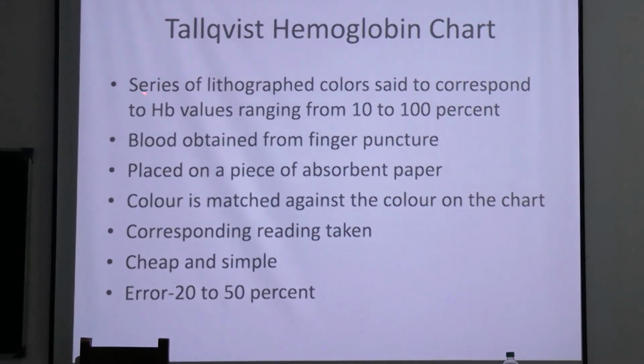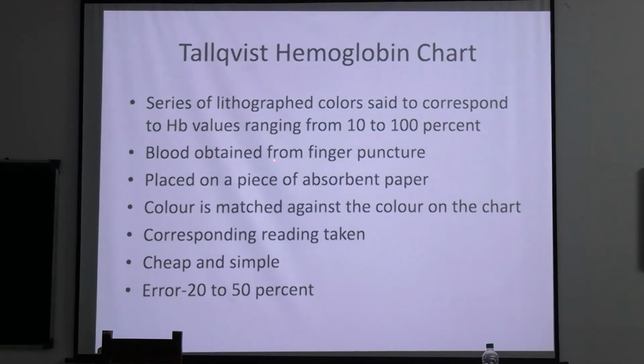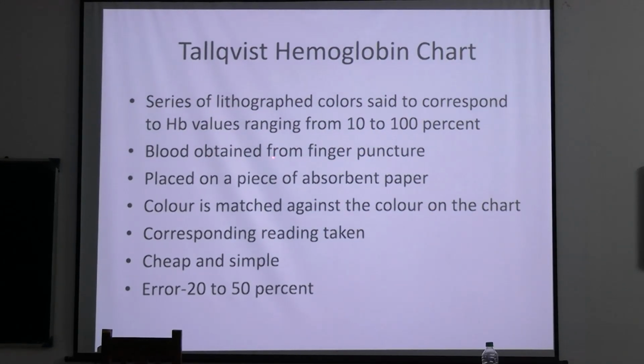Now, this Talquist hemoglobin chart is used where there are no means of doing hemoglobin in any way. In a far away village where there is only a village sub-center, the pregnant mothers are coming, how do you do a hemoglobin assay? There is nothing. You won't even get a proper road to reach the sub-center.